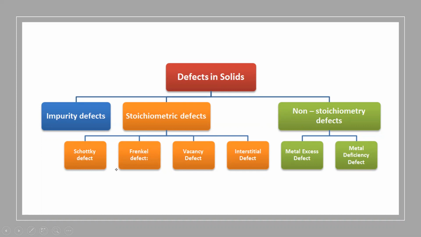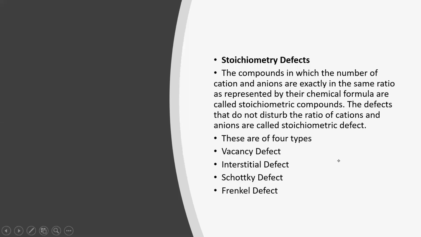So, we are seeing stoichiometric defects, that is Schottky defect, Frenkel defect, vacancy defect, interstitial defect, and non-stoichiometric defects, metal excess and metal deficiency defects. So we are going to discuss all these things.